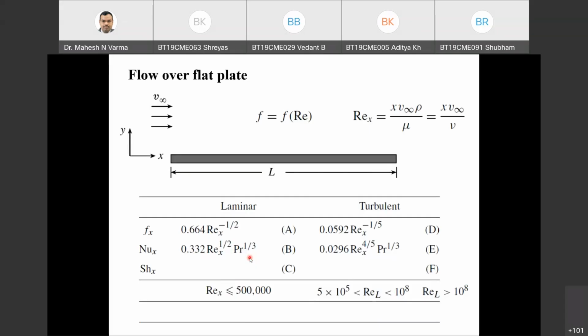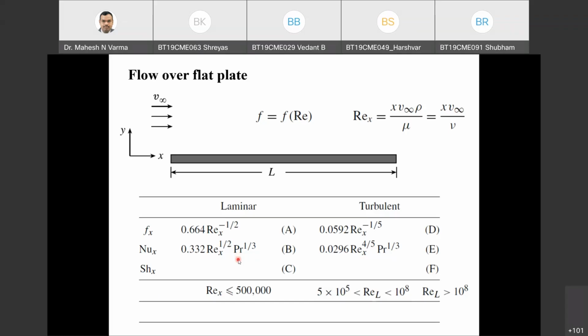Roll number 49, Harshvardhan. Yes, sir. So what is the local value of Sherwood number? Sir, I'm getting 0.332 into Reynolds number raised to 1 by 2 into Schmidt number raised to 1 by 3. Prandtl number? What number did you tell? Sir, Schmidt number raised to 1 by 3.